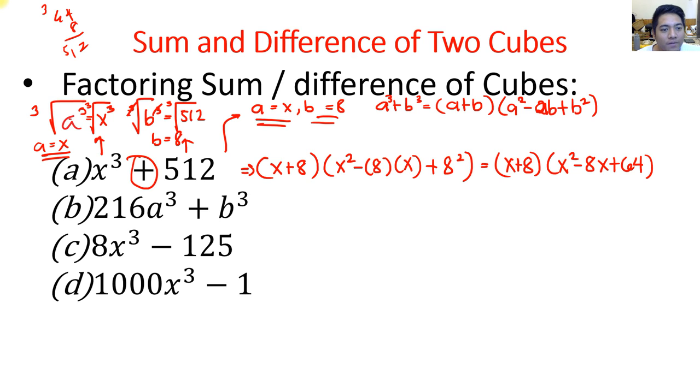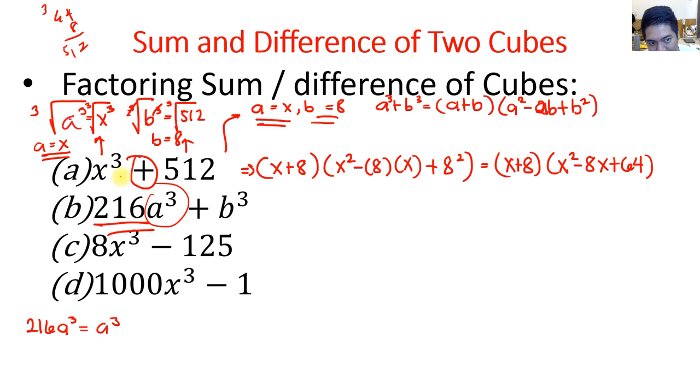Okay. So how about for the letter B? For letter B, you have 216a cubed, which is your a cube. So that's the formula, a cube. It happens also that your variables here are a and b. But can we cube 216a cubed? Can we get the cube?